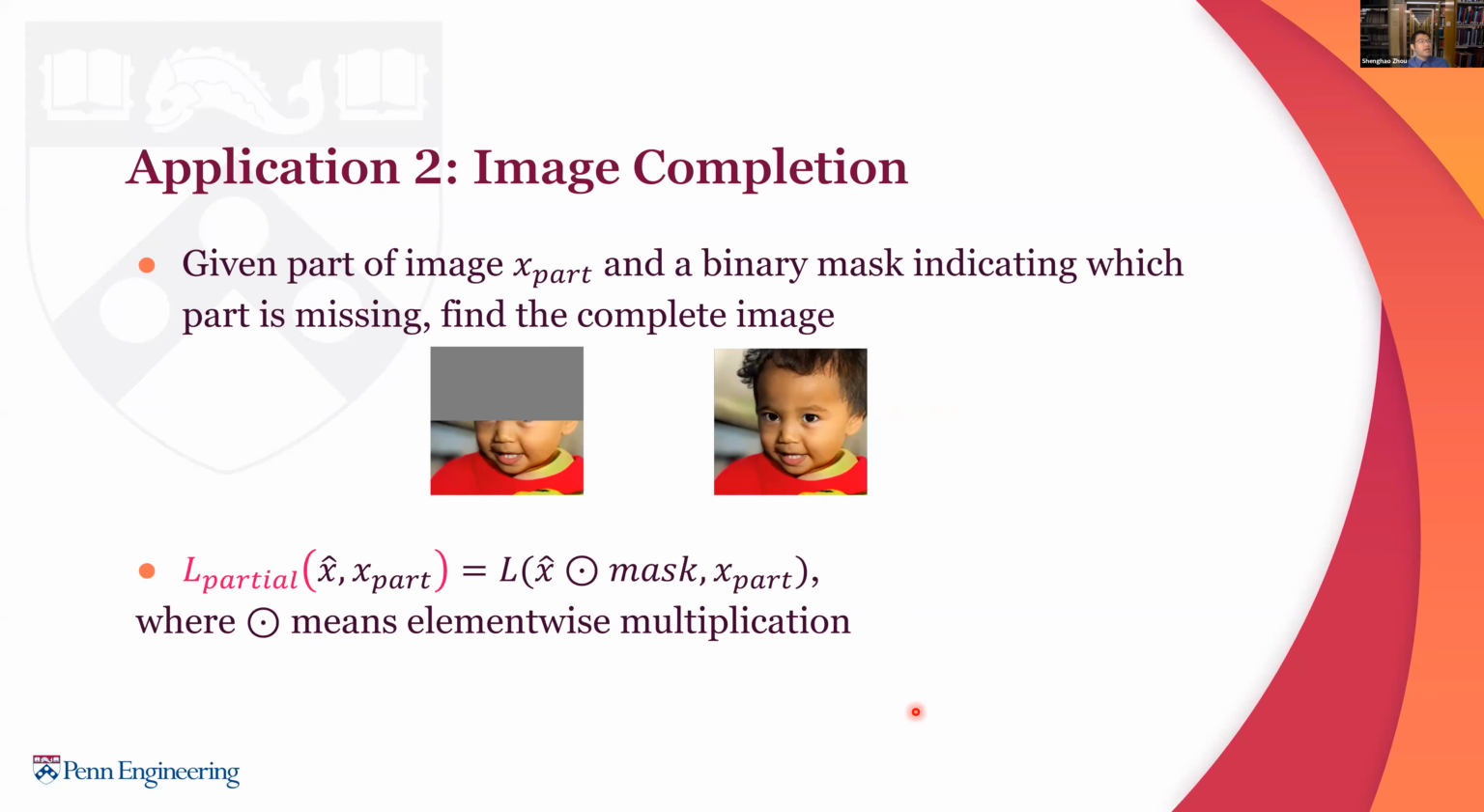The second application is image completion. We're given a part of the image and we want to recover the rest of it. Again, we put the partial loss, focusing only on the given part, and use the same framework to get the latent code that helps us recover the rest of the image.